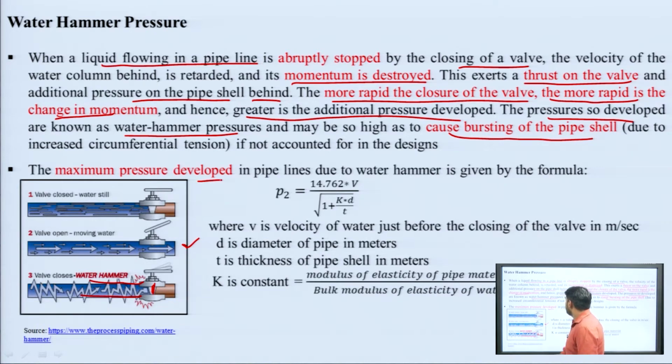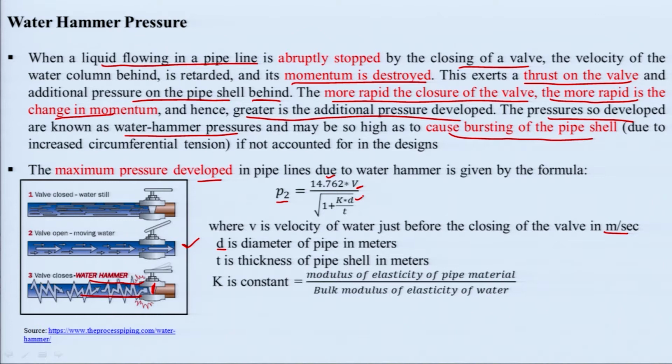For estimating the value of water hammer pressure, we are going to use the expression P2 equals 14.762 into V, where P2 is the water hammer pressure, and V is the velocity of water flow just before closing the valve, in meters per second. D is the diameter of the pipe, T is the thickness of the pipe, and K is a constant, which is the ratio of modulus of elasticity of pipe material and bulk modulus of elasticity of water.